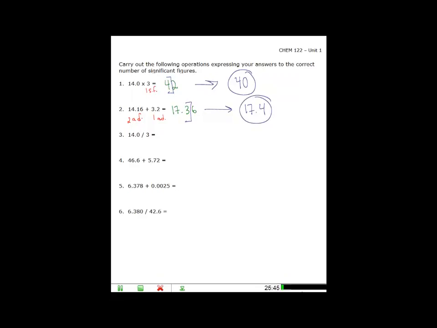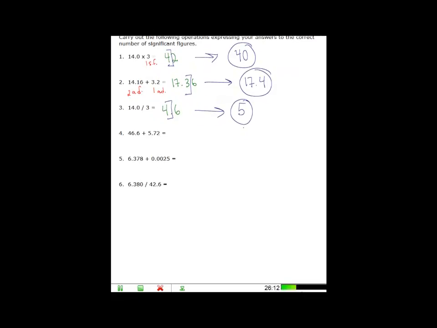All right. Our calculator spits out 4.6 for number 3. This is multiplication or division, so our answer can't have more significant figures than either of the original numbers. So we can only have 1 in our answer. So then 4.6 rounds up to 5. That's just one significant figure.